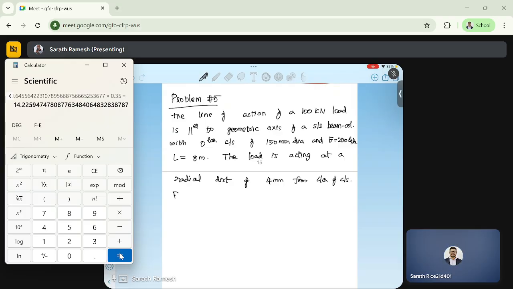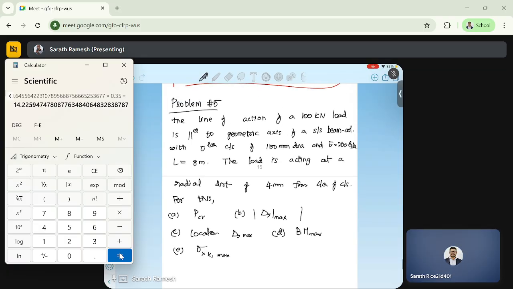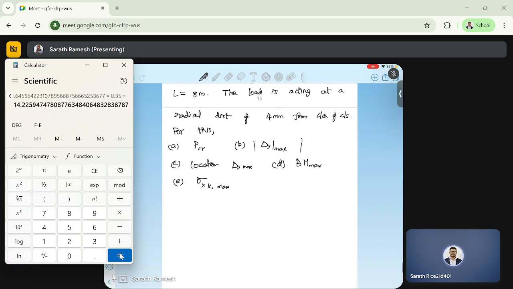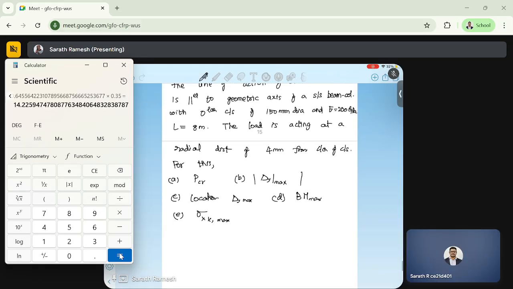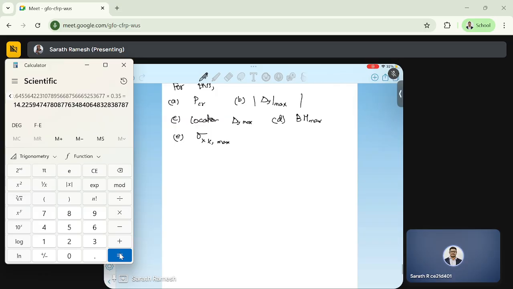Now for this, we need to find P critical, the magnitude of the maximum deflection, the location of maximum deflection, the maximum bending moment, and the maximum compressive stress. So this is the question. Let's start to solve. Solution.